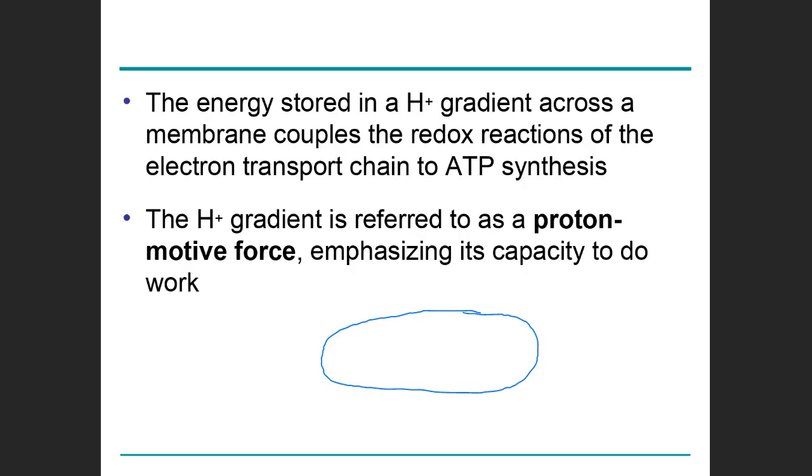H plus, when you see H plus, what's something you should be thinking about? Two letters. Well, not that letter. That's the OH minus. And what goes along with that? Right, pH. So if you have a high concentration of H plus, what does that mean?